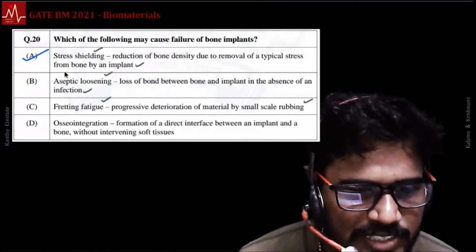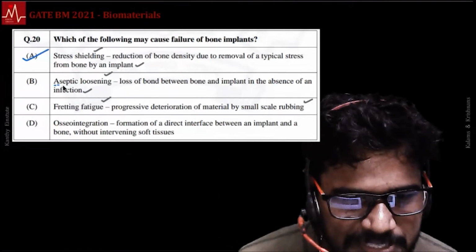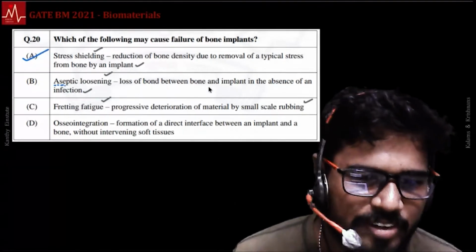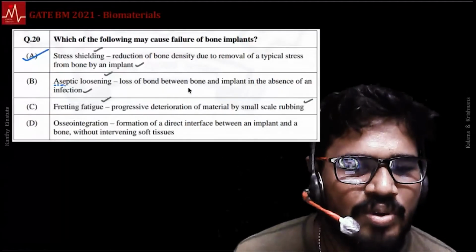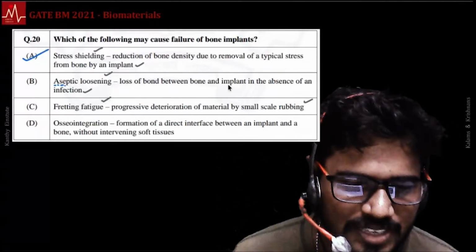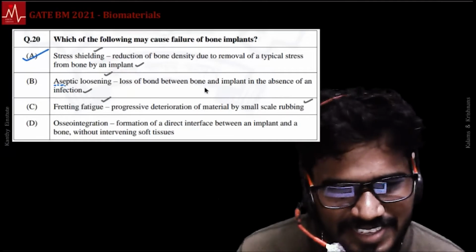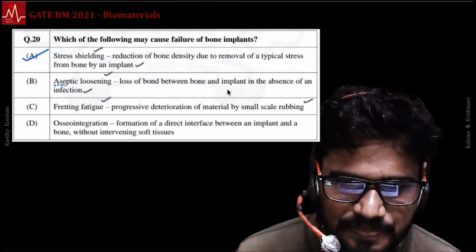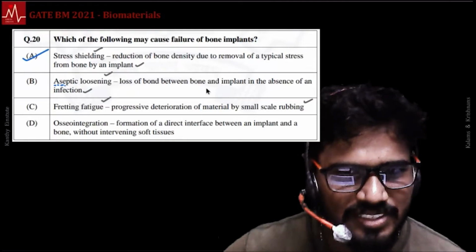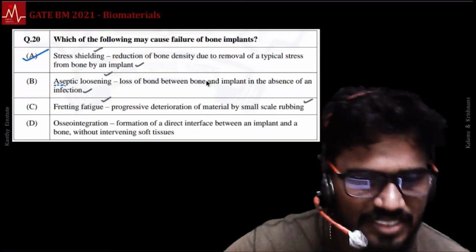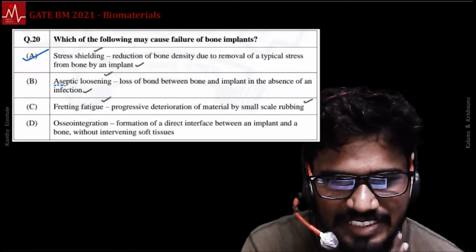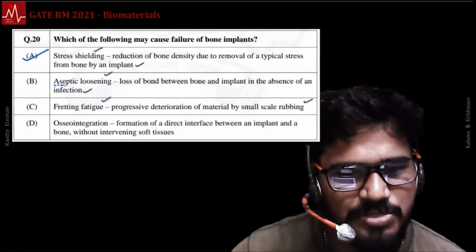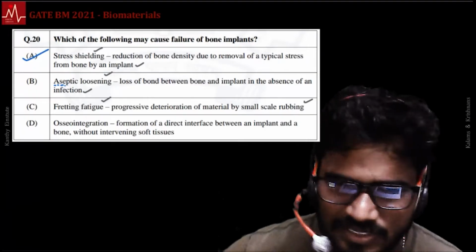Aseptic loosening, absence of infection says aseptic, fine. Loss of bond between bone and implant. If the bone and implant don't bond, this thing fails. If there is a gap, there is a crack, slight movement here and there, and then there is failure. There's an issue with stress-strain propagation, right? Transfer of stresses and all that, transfer of forces.